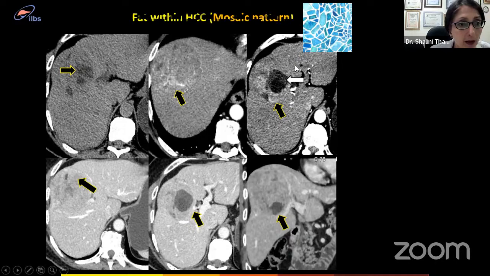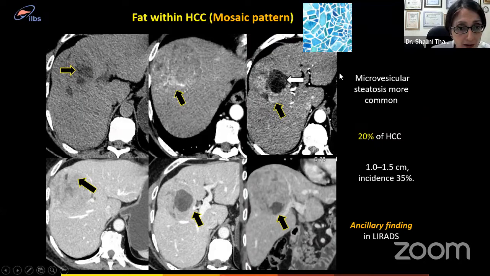This mosaic pattern is known as mosaic because of the infiltrating fat within such mass lesions. Here is a larger area of fat involvement. And this is the capsule with the washout of the main part of the tumor with a central part of fat within it. Now, this is a very important component that one has to be very aware of. Microvesicular steatosis is much more common than seeing these large areas of fat.